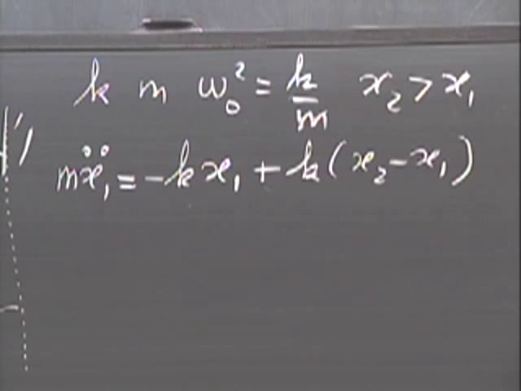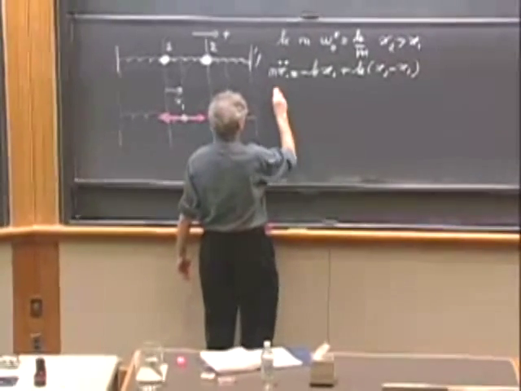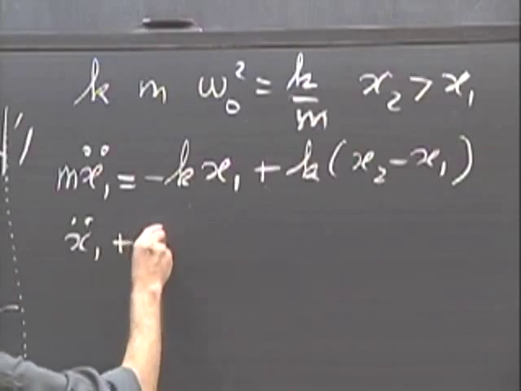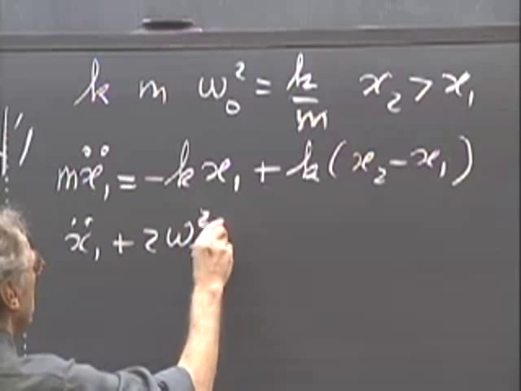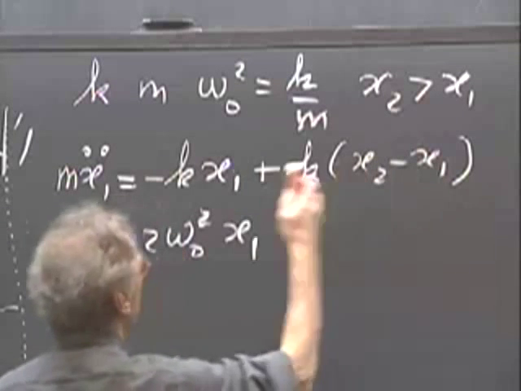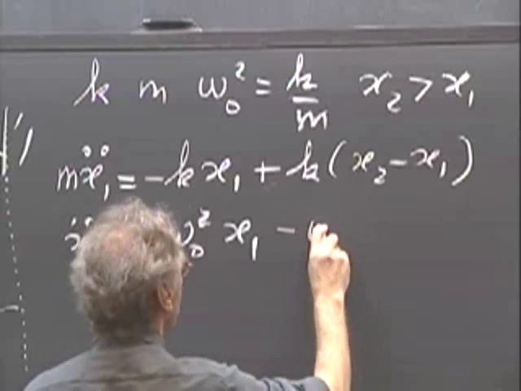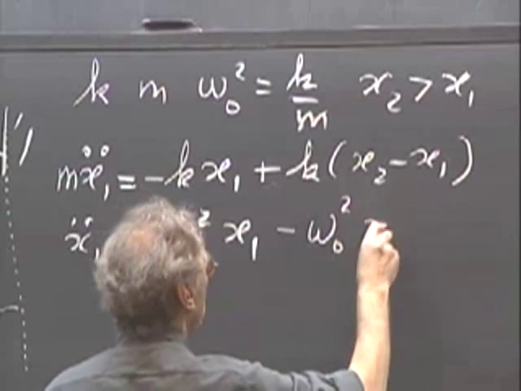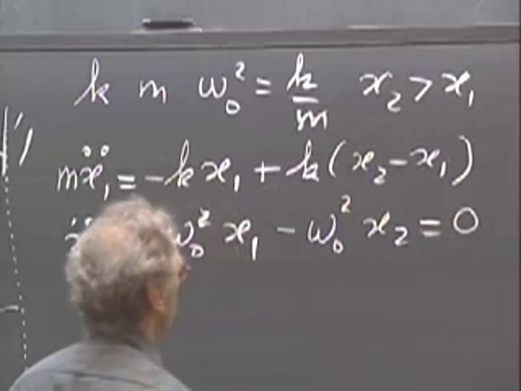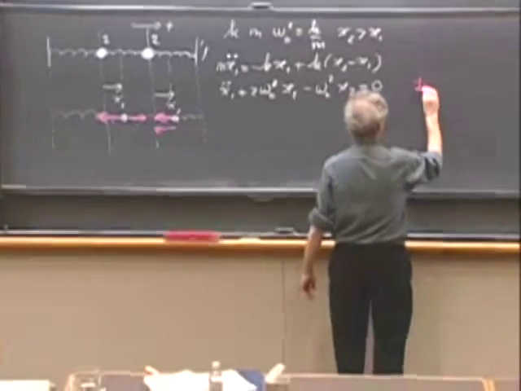I can divide m out now, and then I get x1 double dot plus 2 omega 0 squared times x1. You notice I have one here and I have one here. They both have a minus sign. And then I have here plus, so that becomes minus omega 0 squared times x2. That is 0. So that is my first differential equation. So I put a 1 here.